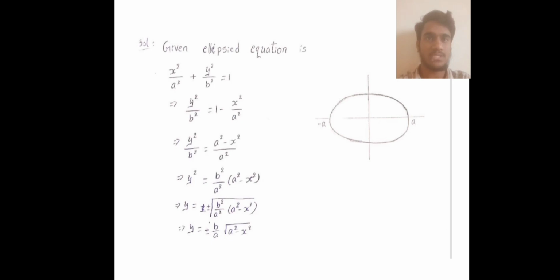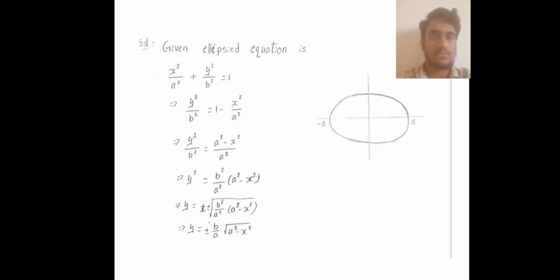Given the ellipse equation x square by a square plus y square by b square is equal to 1, we have to find out the value of y. So y square by b square is equal to 1 minus x square by a square. Taking the LCM, y square by b square is equal to a square minus x square by a square. Y square is equal to b square by a square into a square minus x square.